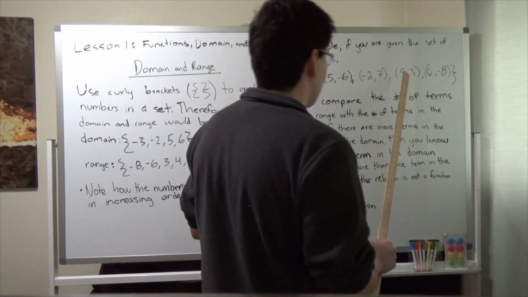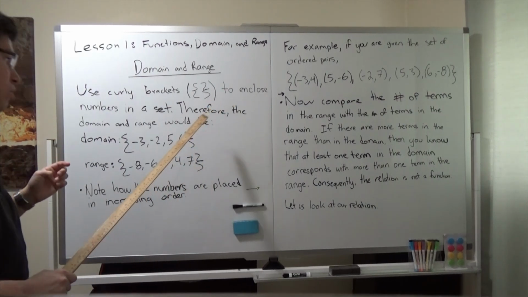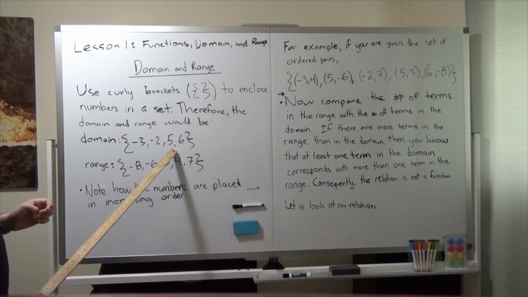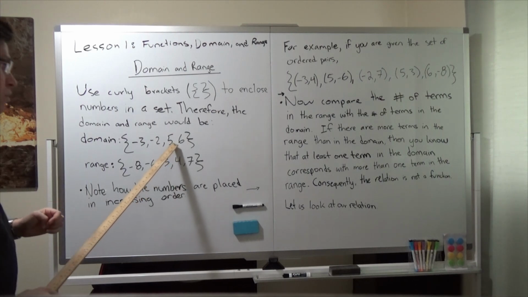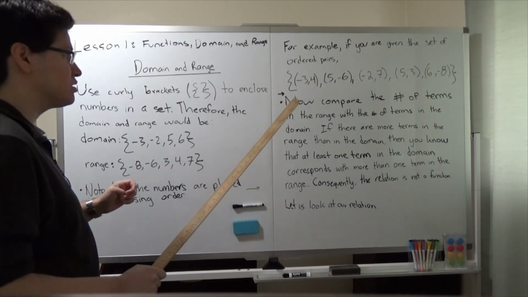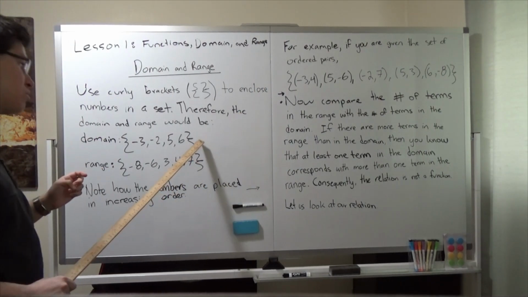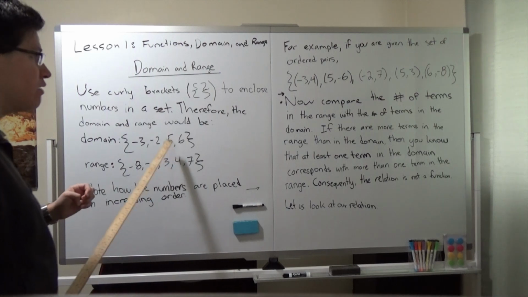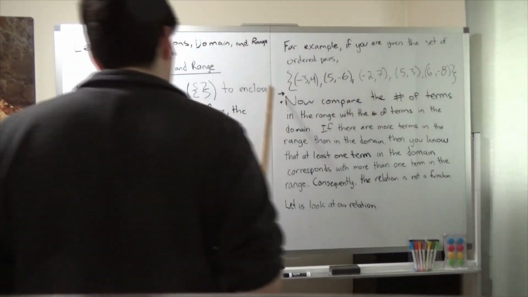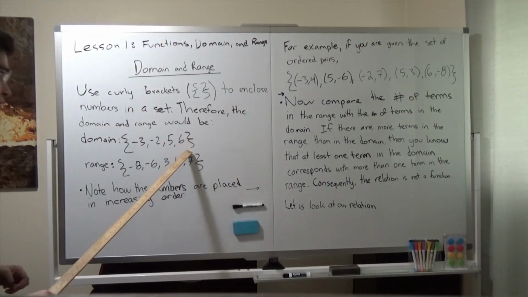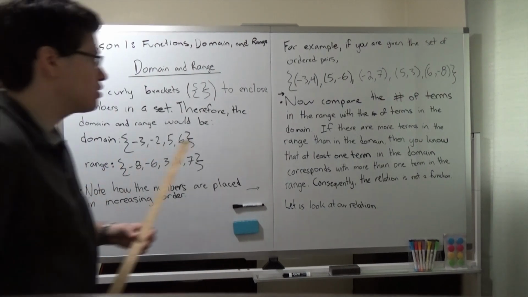5 appears more than once, but we list it only one time because it's only one number. We want all the numbers that appear in the domain, but we don't list any more than once. So 5 and 6.